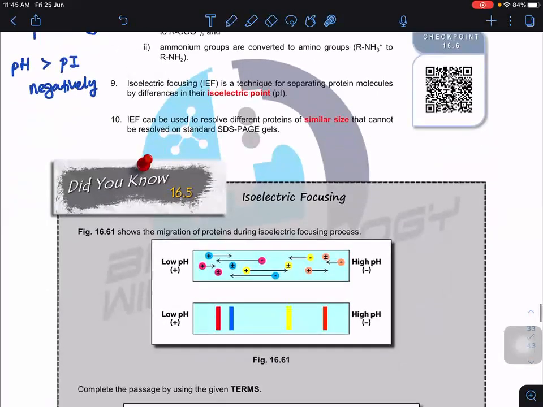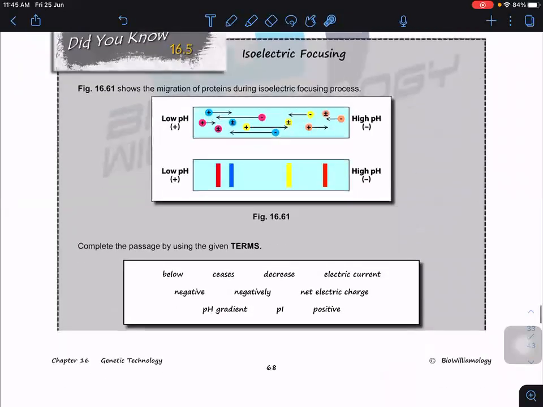So isoelectric focusing is a technique for separating protein molecules by differences in their isoelectric point. So IEF can resolve different proteins with similar size that cannot be resolved on the standard SDS-PAGE. As I said, normal SDS-PAGE cannot do anything. Can you see that, guys?